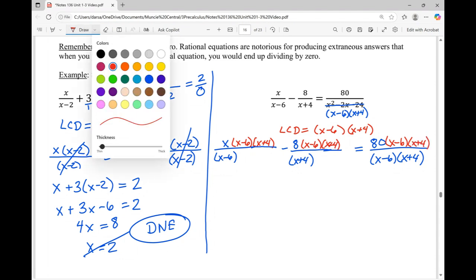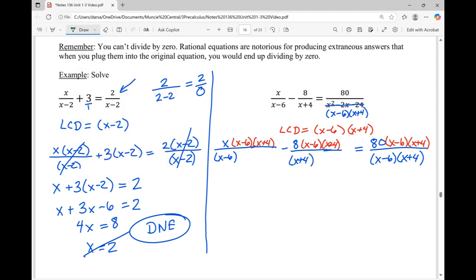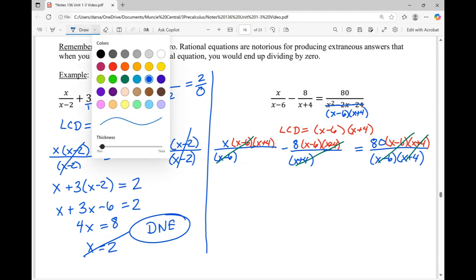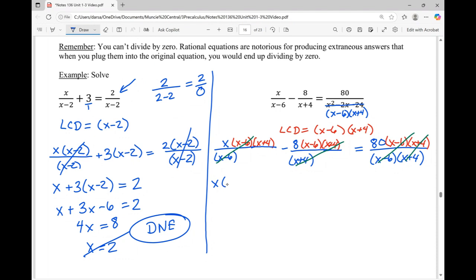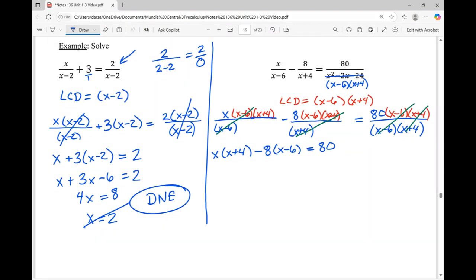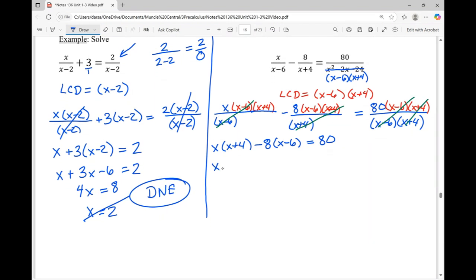But what happens if we start looking at these individual rationals? Well, the x minus 6, the x plus 4, and the x minus 6 x plus 4 are going to divide out to 1 and cancel out in those three, and we'll be left with x times x plus 4 minus 8 times x minus 6 is equal to 80. A nice quadratic that we can just quickly distribute and collect like terms and solve.